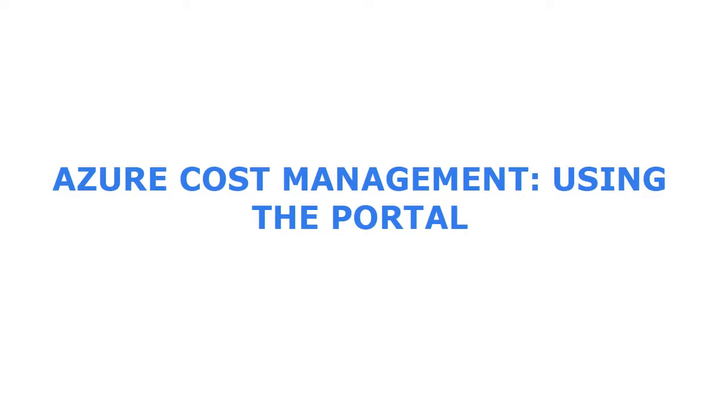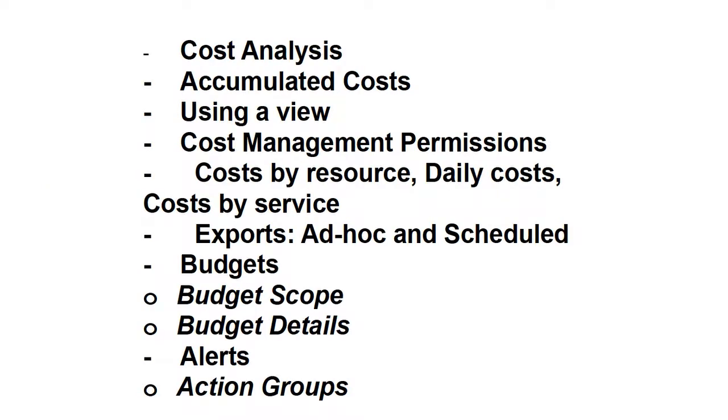One of the other topics of the book, using the portal with Azure Cost Management. There's a lot of navigation going on in the portal. It's a handy tool, but it can be a little difficult to figure out where everything is. So, in the book, I walk you through how to get to and how to use cost analysis, how to look at accumulated costs, how to create a view so that different people within your team can have their own view of the data, using cost management permissions because with Azure AD and role-based access control, it's possible to give access to specific people just to see what the cost is without having access to everything that Azure can do.